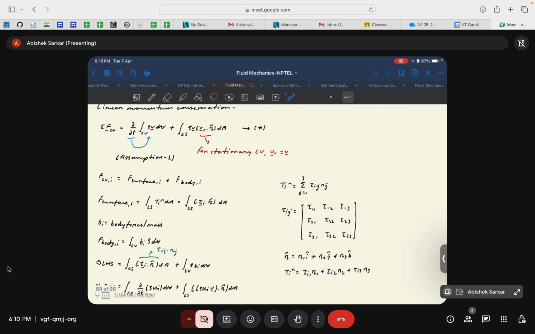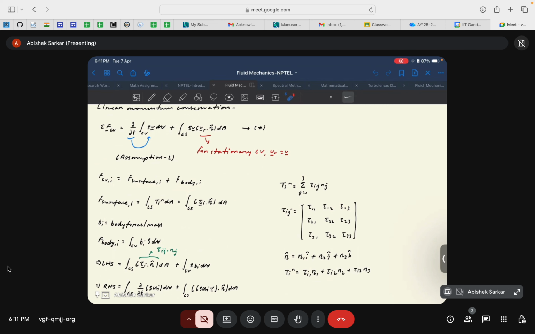So I think in the very first lecture itself, or while we were discussing hydrostatics, we discussed that the force acting on the control volume can be decomposed into two major parts, that is the surface forces and the body forces.